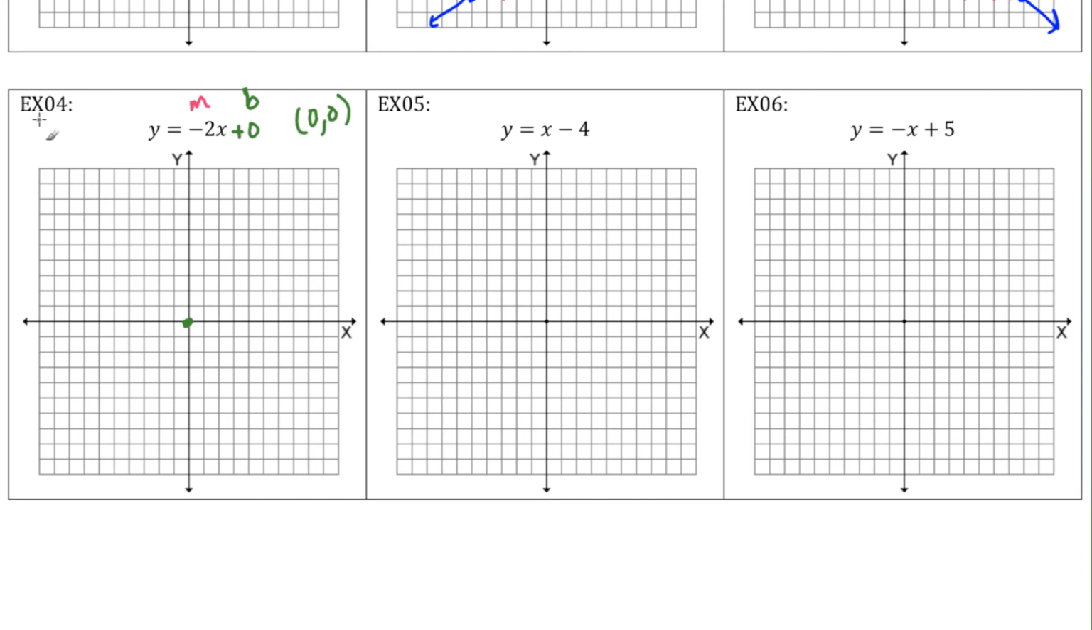Our slope is -2. But remember that we have a denominator and it's 1, and only one of them can be negative. Remember, if both were negative, it would be a positive 2x, and that's not what it is. So we go down 2, right 1. Down 2, right 1. Up 2, left 1.